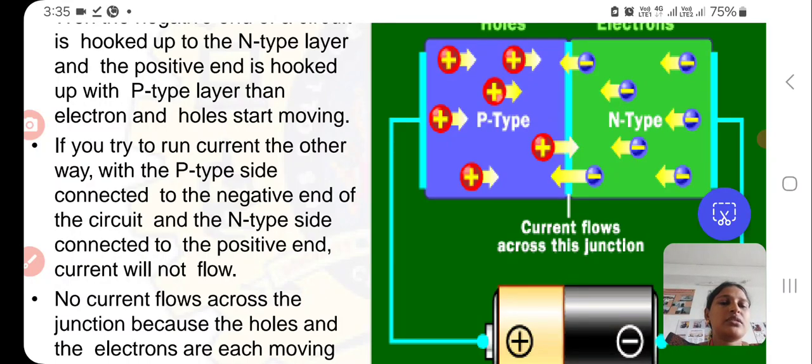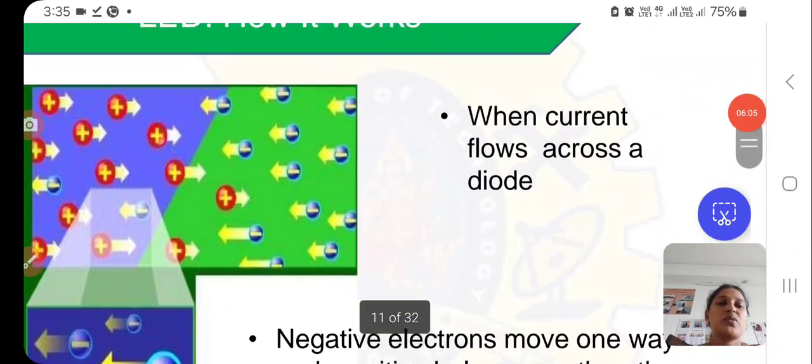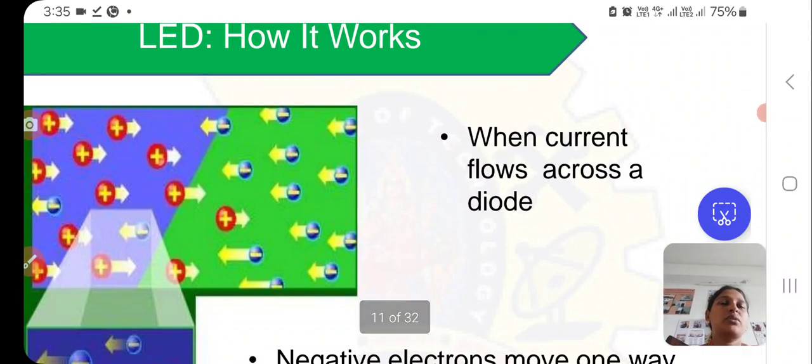So the positive terminal repels the holes in the P-type material and makes the holes move towards the junction. The same happens with the N-type material and the negative terminal. Hence there will be a movement of holes and electrons towards the junction, and at a point the junction breaks and the electrons will move from the negative terminal to the positive terminal, which constitutes a current flow, very similar to a normal PN junction diode.